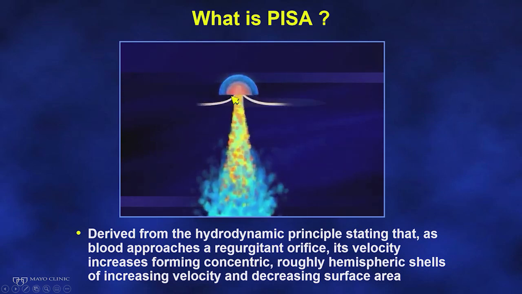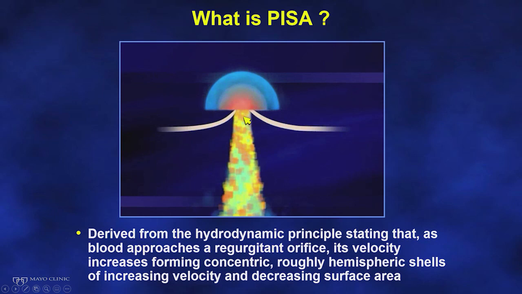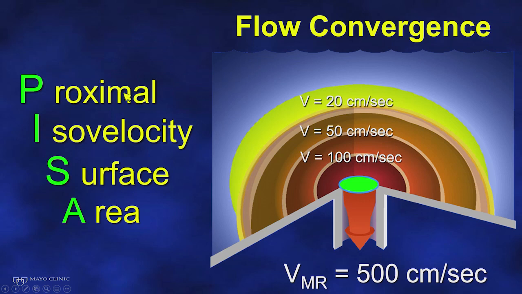Now, that's if you have a circular orifice. That doesn't always occur, but you do get these hemispheres, and you can set your aliasing velocity to have these hemispheres bloom and then make your measurement. This is called the proximal isovelocity surface area. Depending on your aliasing velocity, and you will shift this towards the mitral regurgitation, you'll get different sized hemispheres and different quality hemispheres. We then will also need to measure the peak velocity of the mitral regurgitation by CW Doppler.